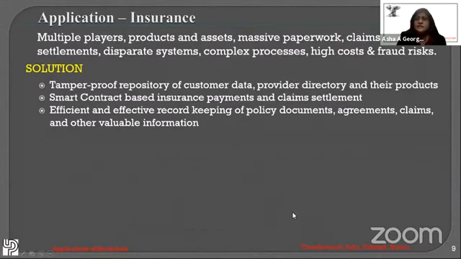Then another thing is insurance, where there are disparate systems and massive claims and many players, like brokers, insurers, customers, and lawyers in some cases. So these insurance companies, which are basically the second largest financial market next to banks, have complex processes with increased costs.